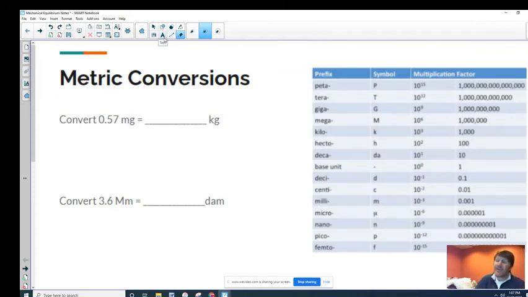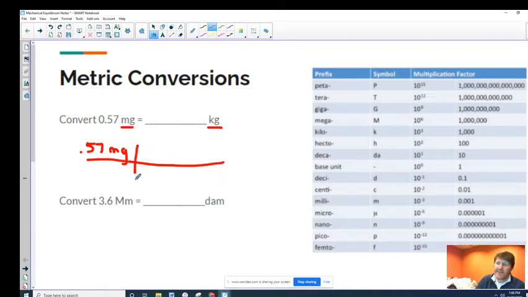So I would recommend pausing the video here and just trying these two problems, at least these two, just to make sure you come up with the right answer, because you will have to be able to do this on the quiz. But I'm going to go through it right now. So I have milligrams and I want to get to kilograms. So I have 0.57. So I'm going to start off with that 0.57, and I apologize for my terrible handwriting here. I'm writing with the mouse. Milligrams, and I'm going to convert that to kilograms.